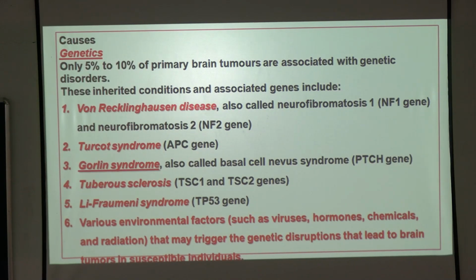Now, what are the genetic associations with CNS tumors? Usually von Recklinghausen disease, Gorlin syndrome, tuberous sclerosis, Li-Fraumeni syndrome, and other environmental factors, that is virus, hormone, chemicals, radiation. Sometimes people say the cell phone also has an effect. Some radiation effects are also responsible for brain tumor.